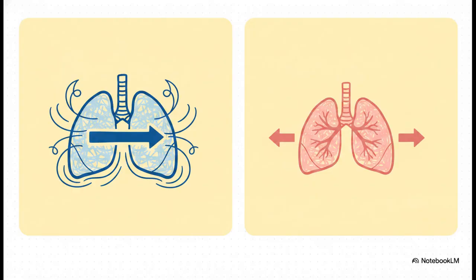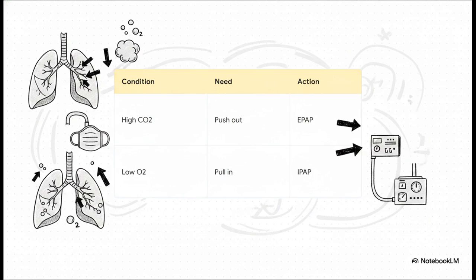Under this non-invasive umbrella, there are 2 primary modes you are going to see in a hospital. The first is CPAP, which stands for Continuous Positive Airway Pressure. This one delivers a single, continuous, unchanging stream of pressure. The second is BiPAP, or Bi-Level Positive Airway Pressure. So instead of one constant pressure, BiPAP utilizes 2 different levels. IPAP, which is the pressure applied during inspiration, or breathing in, and EPAP, which is the pressure applied during expiration, or breathing out.